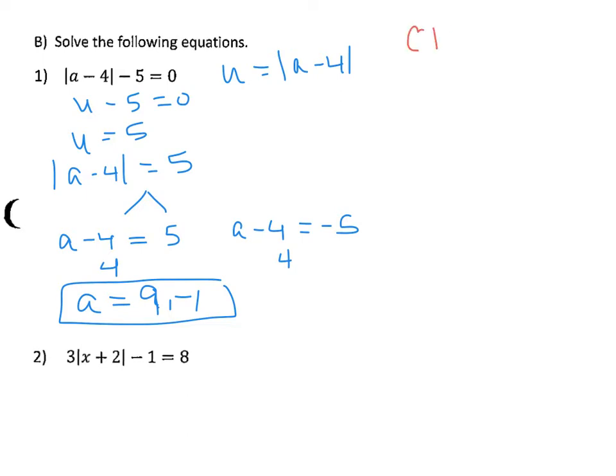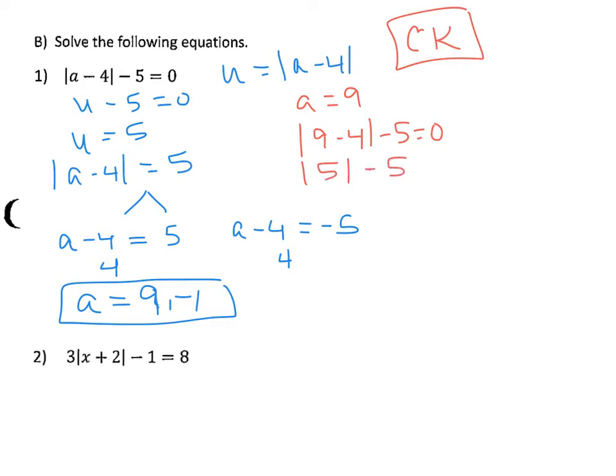So when I check, I'm going to check a equals 9, and we're going to go all the way back to the beginning. Substitute 9 in, and we're going to see if we get 0. So we get the absolute value of 5 minus 5. Does that equal 0? And yes, 5 minus 5 does equal 0.